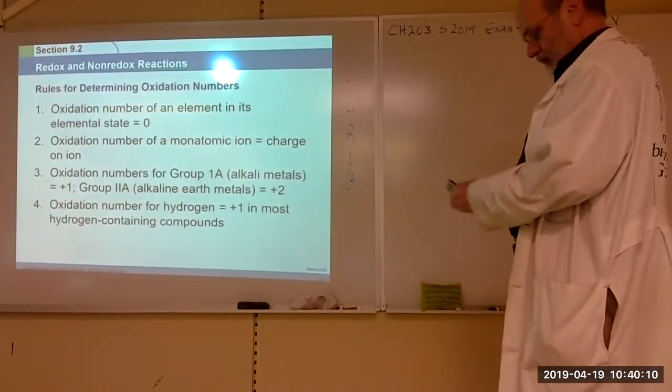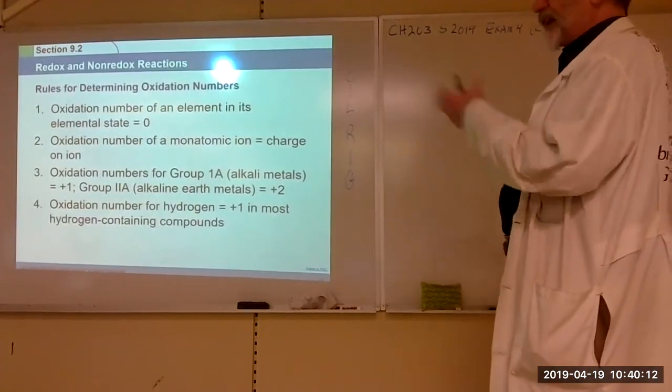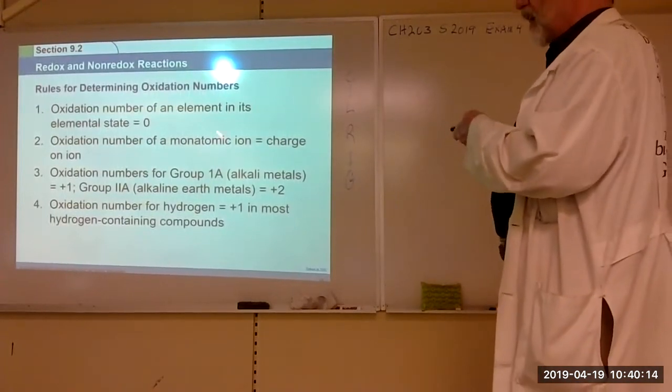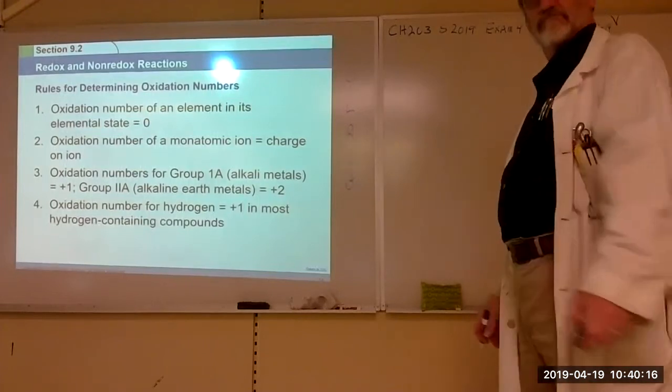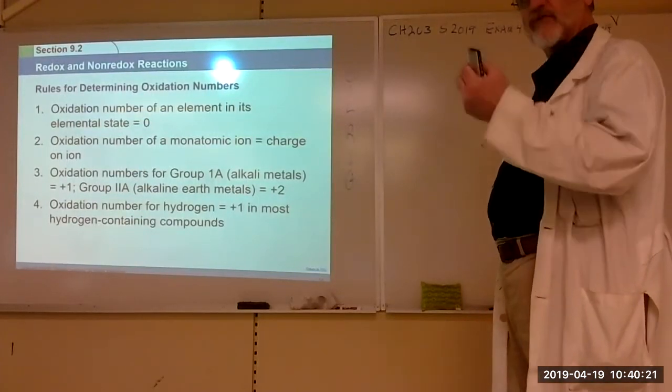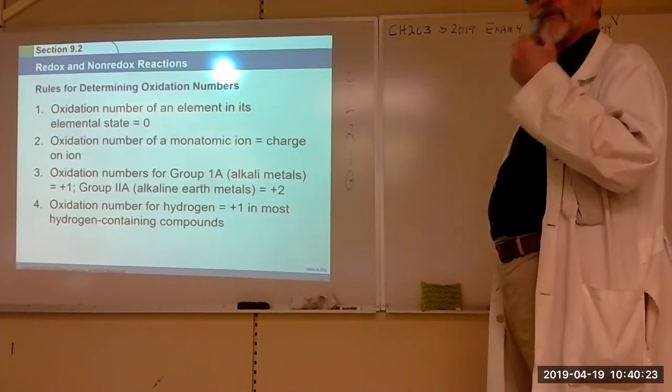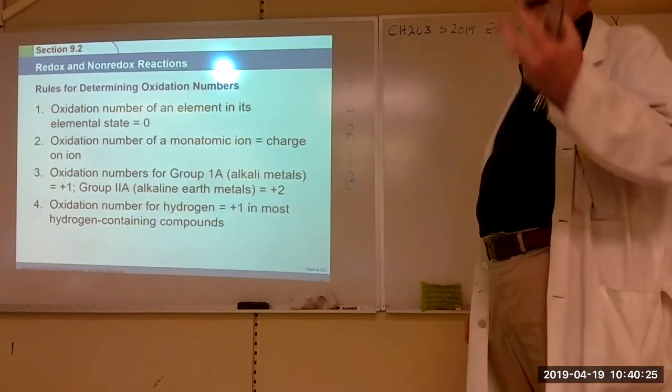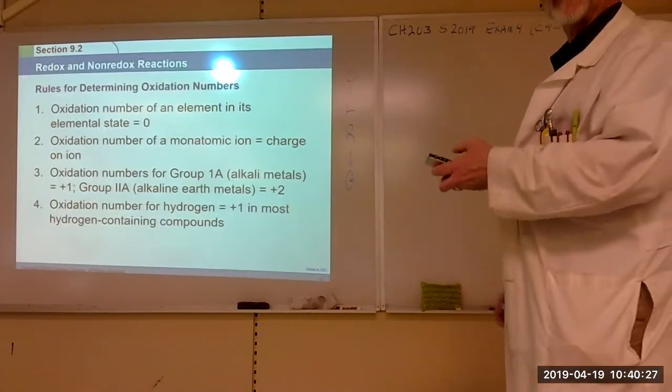Okay, so these are the rules in statements. If you've got an element, the oxidation state is 0. It has to be the element in its natural state at 1 atmosphere pressure and room temperature, 25 degrees. It's generally taken as room temperature.